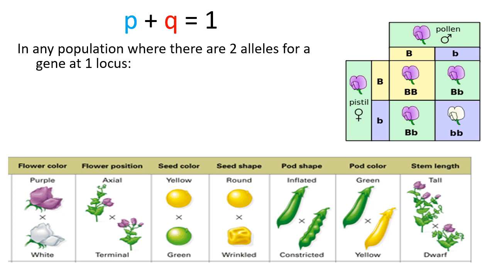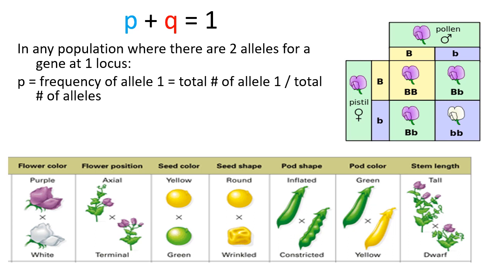So let's start with our main assumptions. You can expand this equation, but we're just going to keep it simple. In a population where you have two alleles for a gene at one locus, so one location of this gene, p is the frequency of allele 1. And so we're making a decimal at this point. We take the total number of alleles, and we take the total number of allele 1 to determine the frequency of allele 1. So it's going to be something between 0 and 1. So it's going to be a decimal.